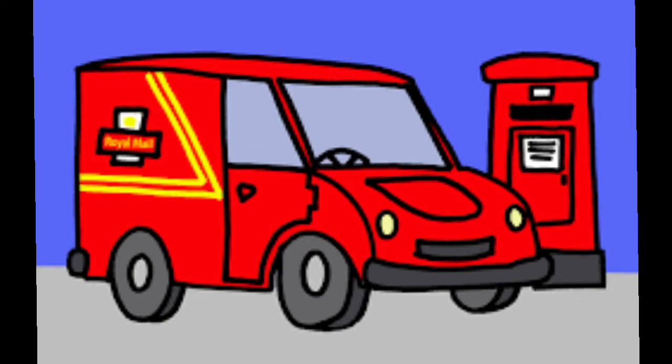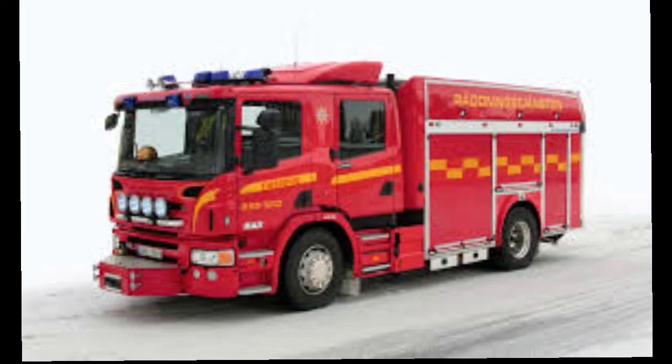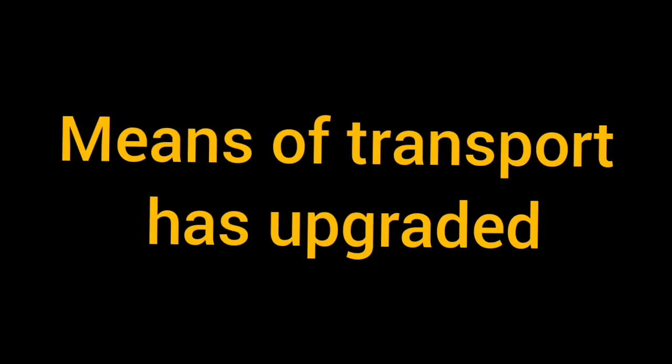Postal van carries the letters and the couriers which we send through Indian postal services to different parts of the country. An ambulance is used to take a patient from home to hospital, and once the patient is fine, well treated, then again to take the patient from hospital to home. That is the service that an ambulance provides. And then the fire engine is used to put down the fire. The big tank of water which the fire engine has helps the fire brigade person to put down the fire. Due to advancement in technology, means of transport has upgraded, which has helped people a lot.